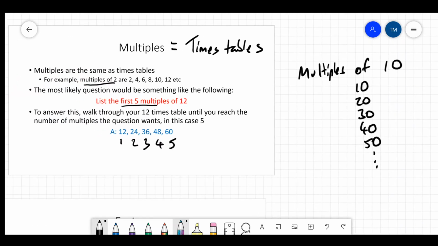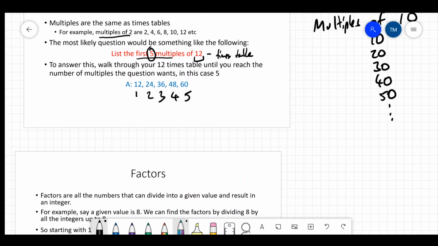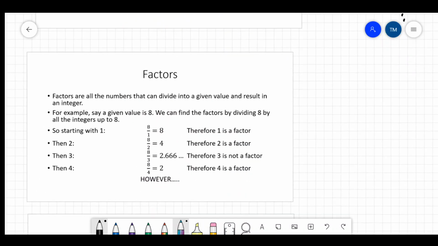So when you see multiples of something, multiples of 12, multiples of 15, it's just the 12 times table, the 15 times table. Just watch out as well, this is the first 5 multiples. Obviously this is telling you how many you need, and this is telling you which times table you need. Okay, the second thing that we will look at today is factors.